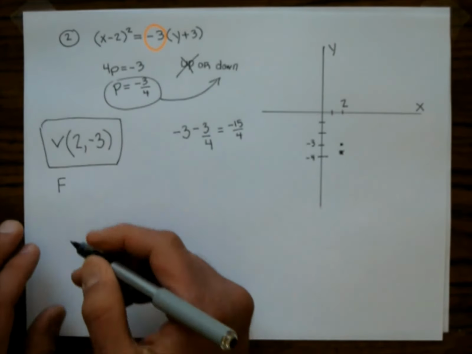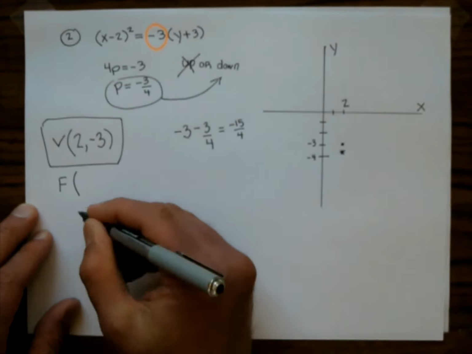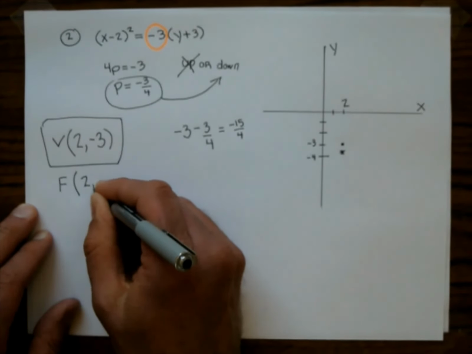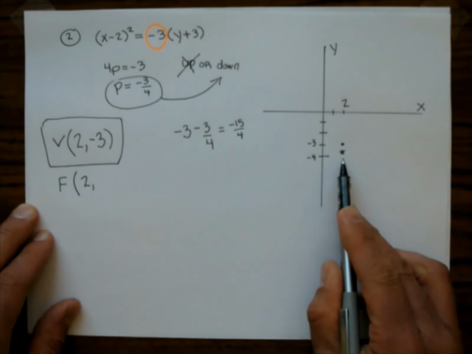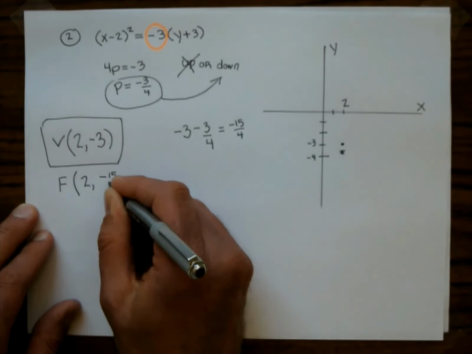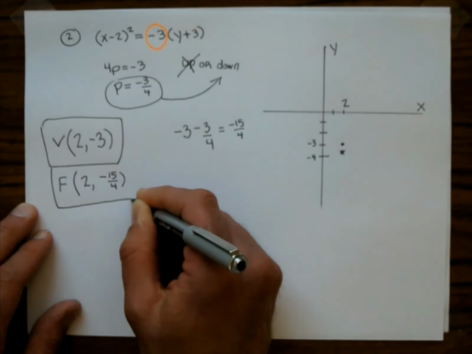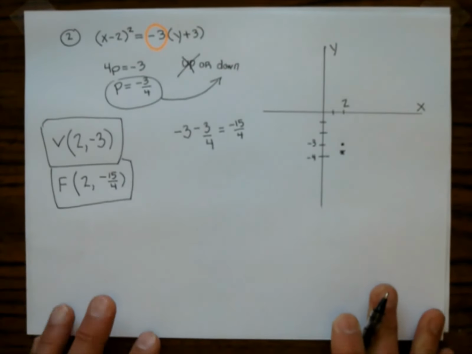Okay, let's go ahead and write that out. It shares the same x coordinate as the vertex, so I'll put in a 2 there. And the y coordinate's going to be that right there, negative 15 fourths. And I tell you, the fractions on this problem, it's kind of a bummer. But this sometimes happens.